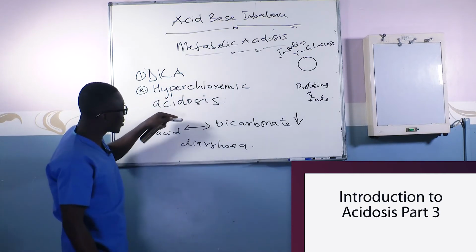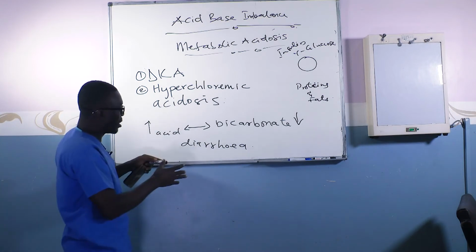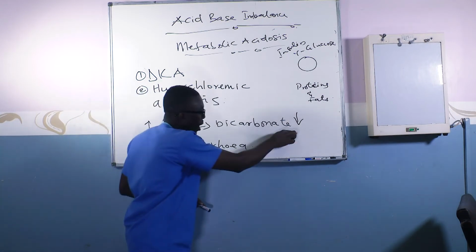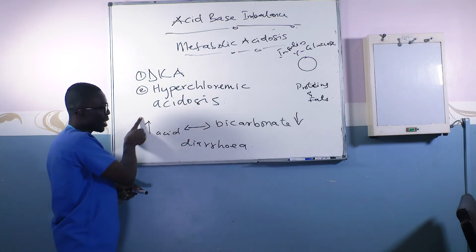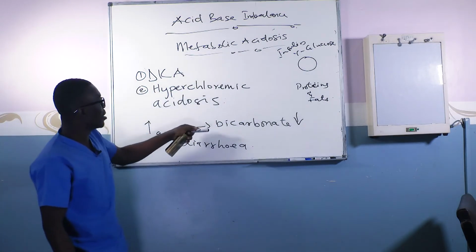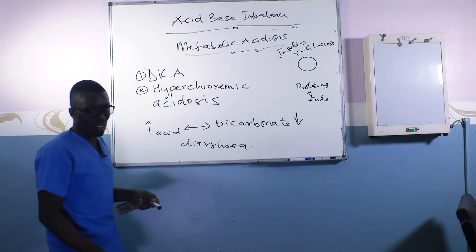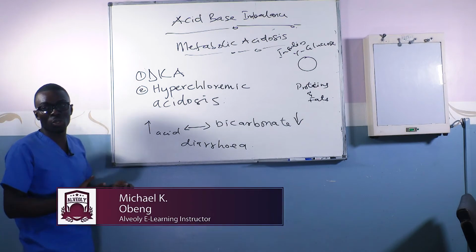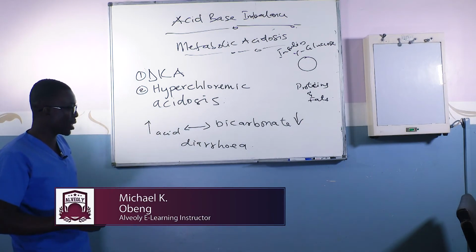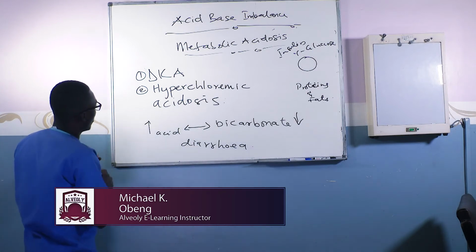So because this is not as a result of a respiratory problem, but a metabolic activity that has led to loss of bicarbonate and high level of an acid, then we term it under metabolic acidosis, and this is under hyperchloremic acidosis. So basically, that is all that you need to understand about hyperchloremic acidosis. Now let's look at the third one.